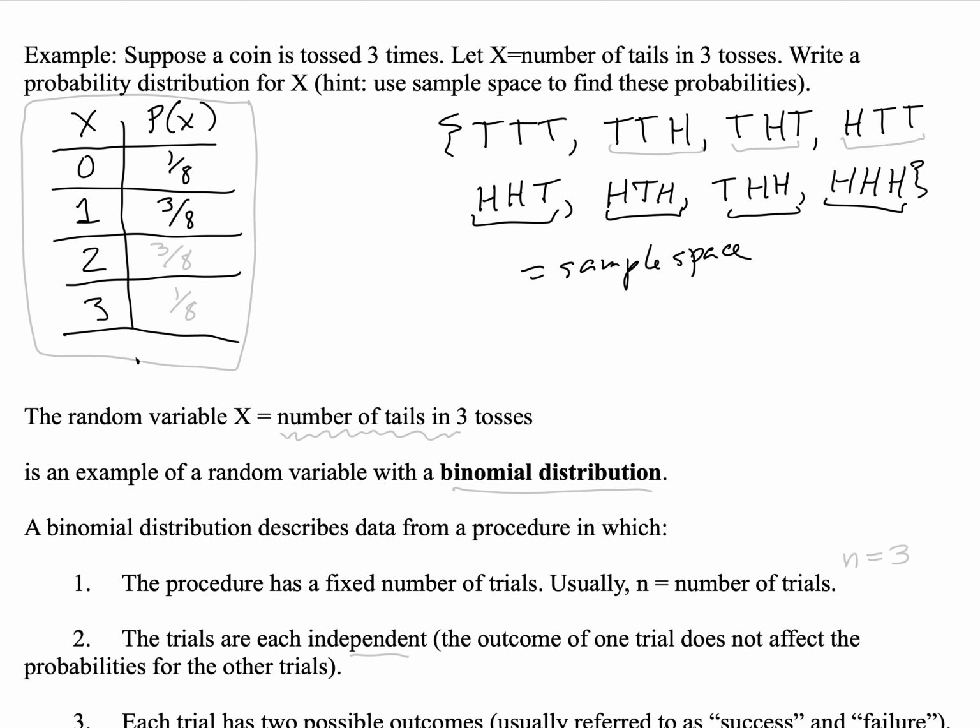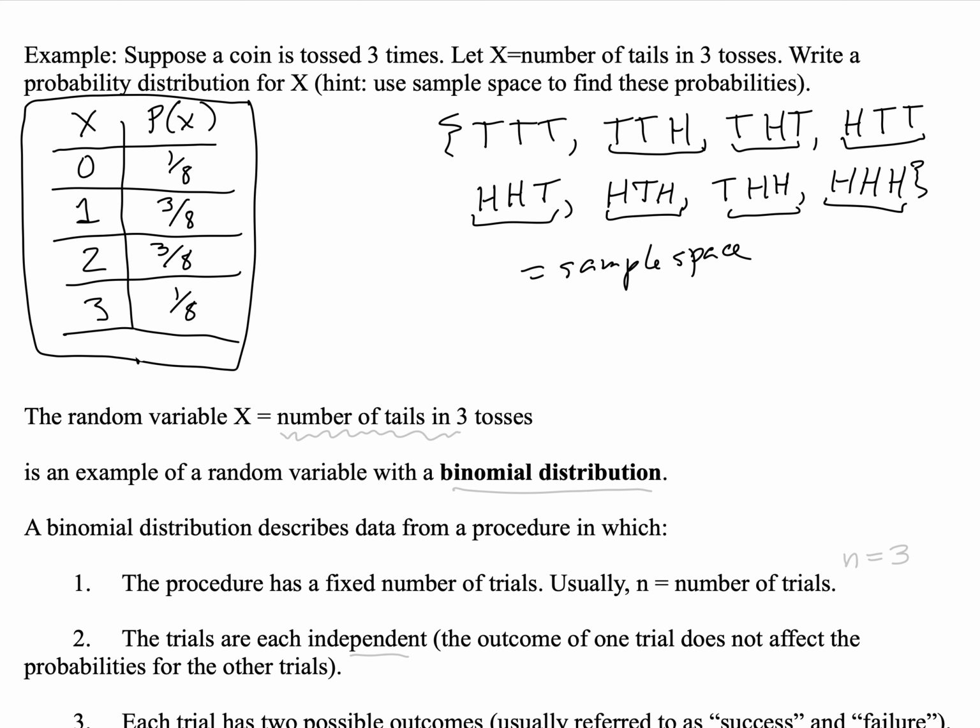The probability that we have 2 tails: 1, 2, 3. There are 3 situations in which we have 2 tails, so 3 out of 8 is the probability that x is equal to 2. And finally, there's just 1 situation where all 3 of them are tails out of the 8 simple events, and so the probability of that is 1 out of 8. So this is our probability distribution for that experiment, or for that random variable.